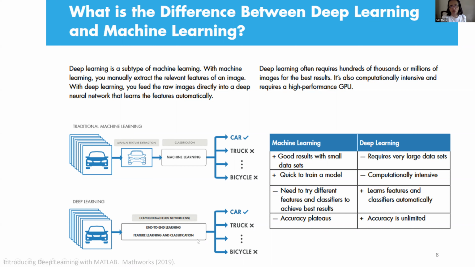The accuracy of machine learning will plateau, whereas deep learning accuracy is unlimited, assuming that the data set is also not limited. So in the limit of adding more and more data, it's possible for the deep learning machine to become increasingly accurate.